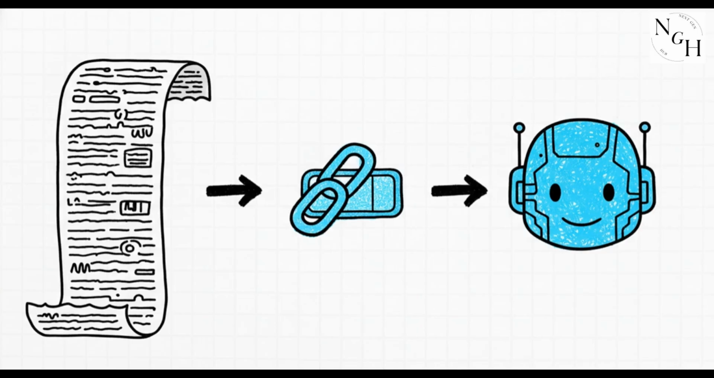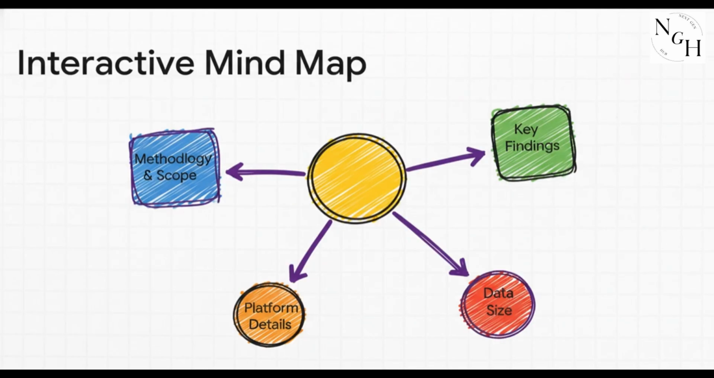Well, instead of slogging through it line by line, you can just grab the link and pop it into NotebookLM. And boom, instantly, the AI creates this interactive mind map. Look at that. It just breaks down all the core ideas into these neat main topics, right? Like methodology and scope and key findings. But here's the magic. You can actually click on them to drill down deeper into the specifics, like platform details or data size. You can literally see how everything connects.